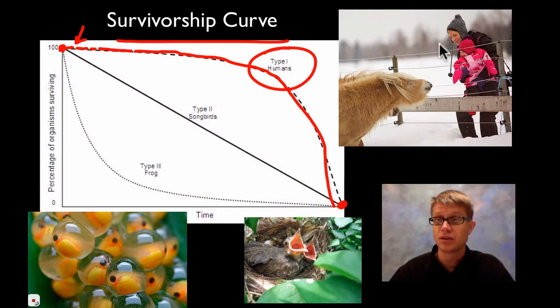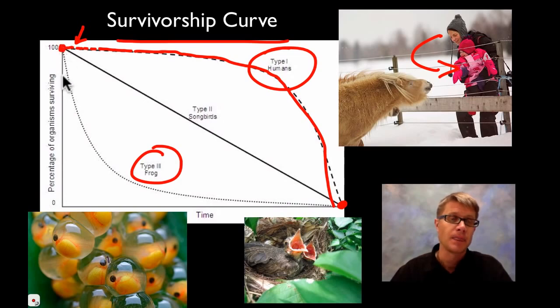We're humans, and we give a lot of parental care to our offspring. Now, if we look at a frog, here's some frog eggs down here. They show what's called a type 3 survivorship curve. On day 1, thousands of little frogs, almost all of them die.